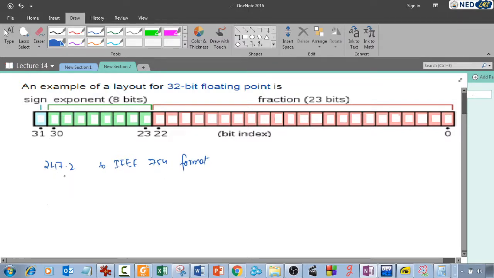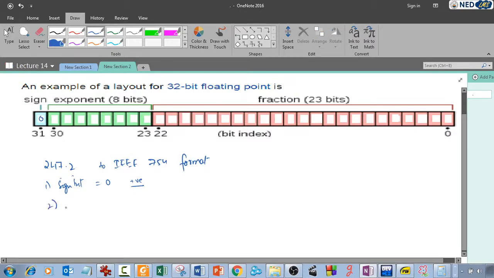So we have to convert this 247.2 to a binary equivalent number. The first step is we need to figure out the sign bit. The sign bit would be 0 because the number is positive, so we will just put 0 over here.